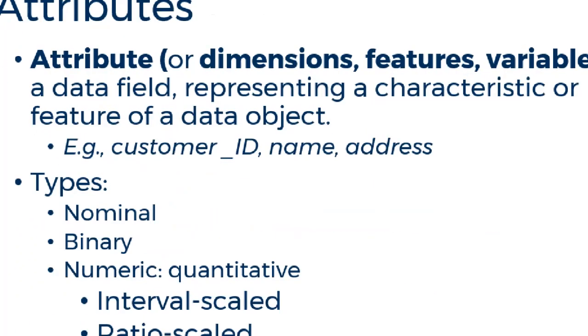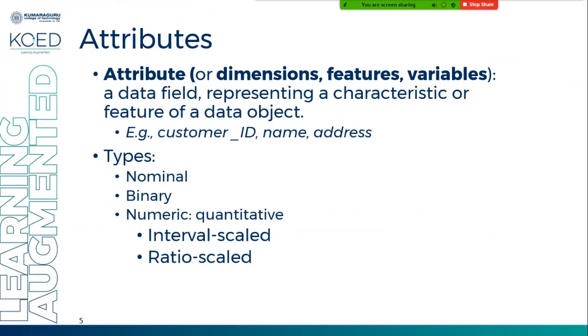Next, we have to understand the attributes. Attributes are also known as dimensions, features, and variables. A data field representing a characteristic or feature of a data object is known as an attribute. For example, if you take a customer object, customer ID, name, and address are the attributes. They represent the characteristics of the customer object.